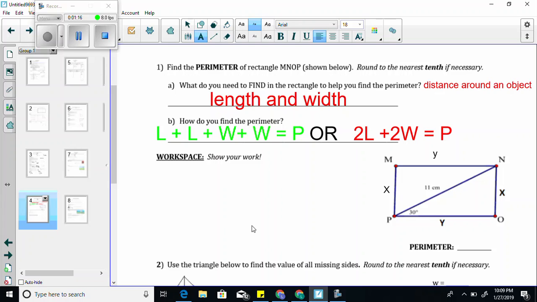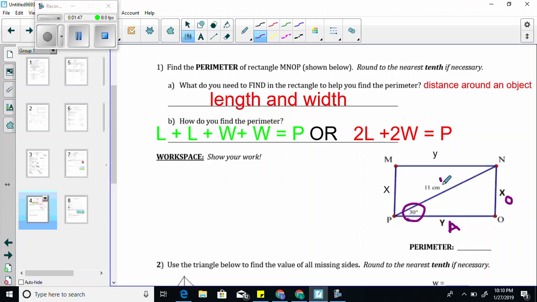So this is different, though, because we're given the diagonal and an angle measurement, but we don't know any of the sides, right? So in order to find the other sides, we have to use trig functions. Just as we did yesterday, we're going to start with the angle that we have. This is 30 degrees. We're looking for the opposite and the adjacent of this angle, and we're given the hypotenuse. So we're going to have to set up two different equations, one for x and one for y.